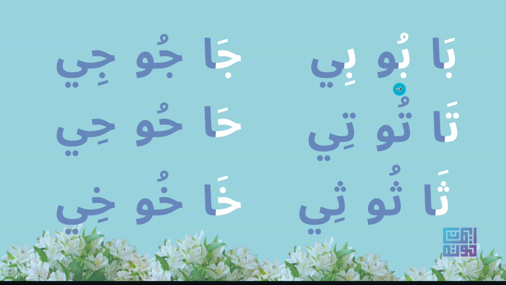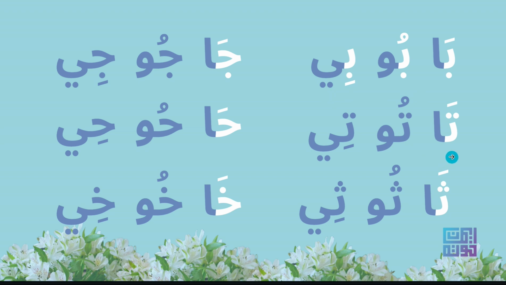What do we have here? We have a ba, dhamma, and a waw sukoon after it. How are we going to pronounce it? Bu. So without the waw, we are going to say bu short. But with the waw sukoon coming after the dhamma letter, we are going to extend the dhamma pronunciation. We're going to say buu. And the same here. Ba kasra, bi, but with a ya sukoon coming after it, we are going to pronounce it bii. So it becomes baa, buu, bii.